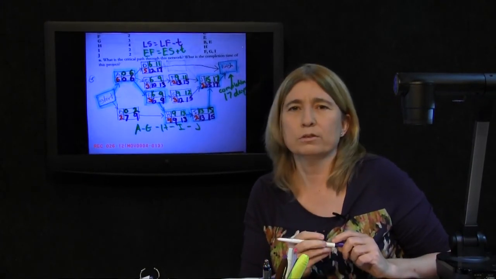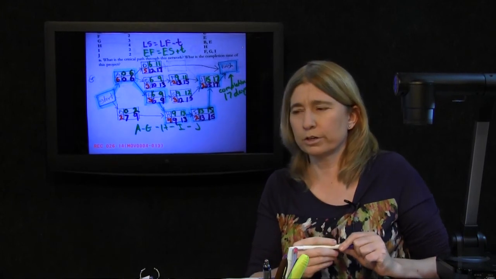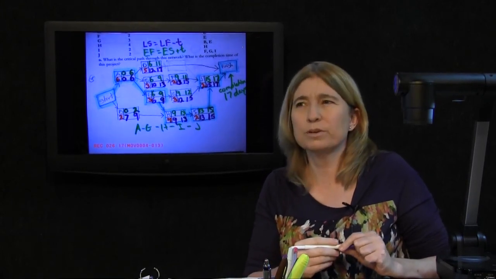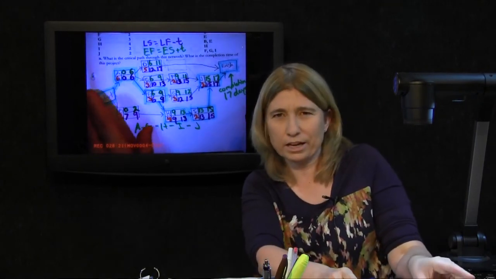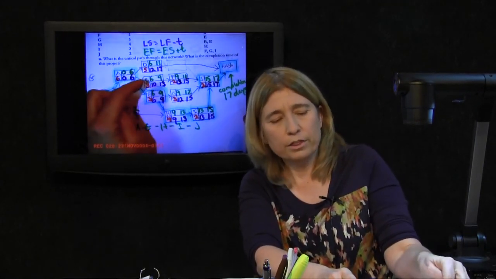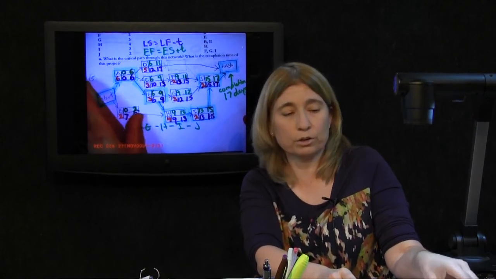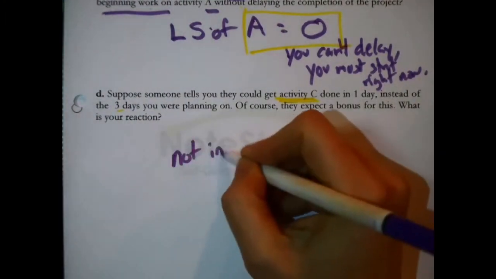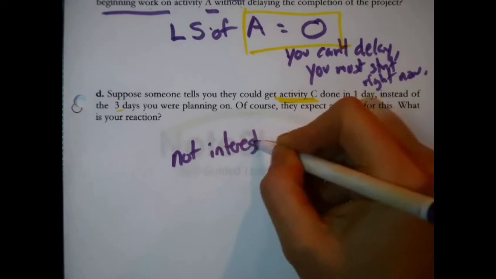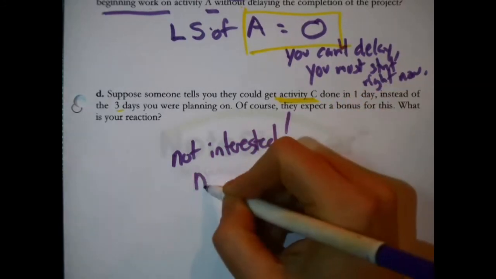We're not interested. How do you know that we're not interested? We're not interested because it's not on the critical path, and that's really what this question is asking: if you recognize the difference between the critical path and non-critical path activities. Not interested. Not a critical path activity.